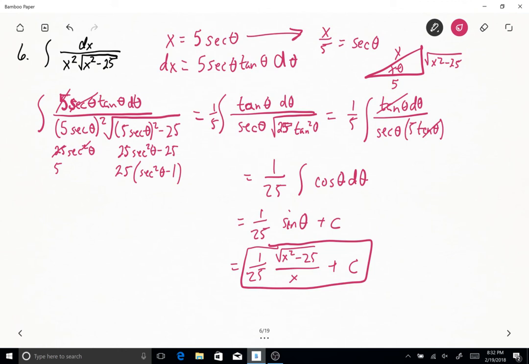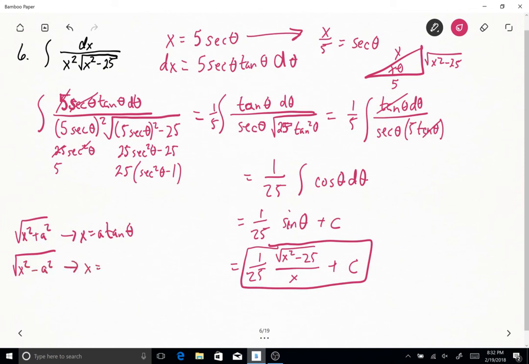They're still a little scary, and that's fine. As soon as you get the gist: if you have the square root of x squared plus a squared, I know the substitution is going to be x equals a tangent theta, and you're going to have a trig integral somewhere along the way. If I have the square root of x squared minus a squared, I'm going to have x equals a secant theta as my substitution. And the same for the square root of a squared minus x squared: you're going to have x equals a sine theta.